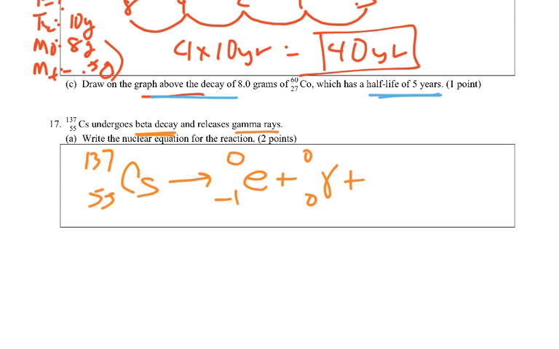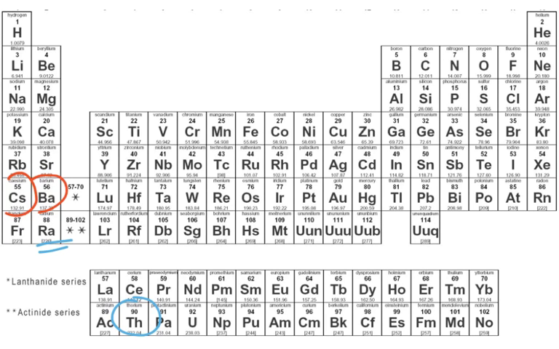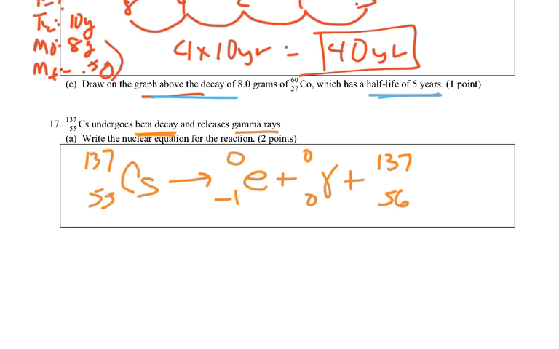It doesn't make any difference to our numbers because it's 0, 0. So the top number, this must be 137. And the bottom, 55. On this side I have -1, so it must be 56. Okay, so 56, we look on here, we've seen that before. 56 is barium. So our answer here is barium, using our periodic table.